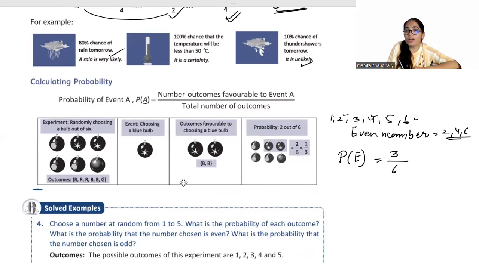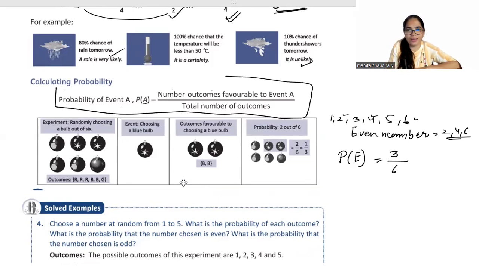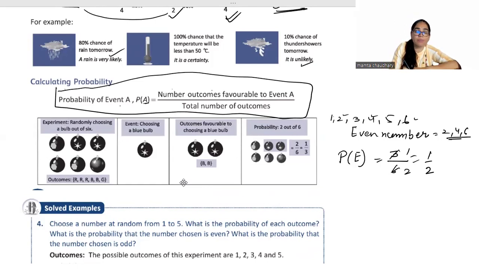So the number of outcomes favorable to event A upon the total number of outcomes. That is the formula of probability which you need to learn. Now 3 by 6 can be further simplified: 3 ones are 3, 3 twos are 6, so 1 by 2. Okay, now let's take this example.